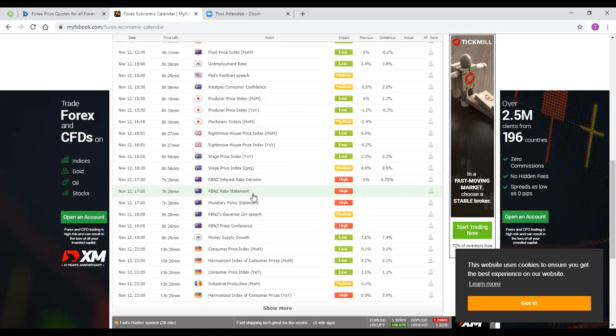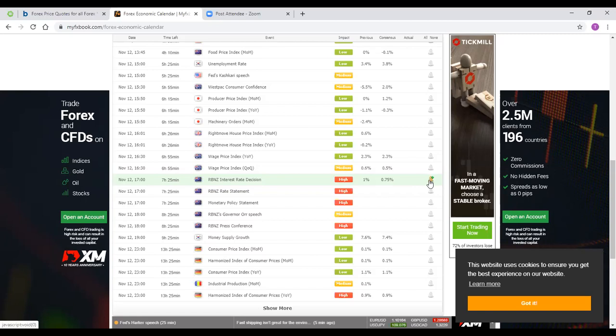So guys, tonight it's going to be fire on NZD. Why? Because they are going to have an interest rate decision. If you look at this one here, the previous reading was 1%, and the expected reading today is 0.75. That means the interest rate is expected to be lower than the previous. So we wait to see what will happen today, guys.